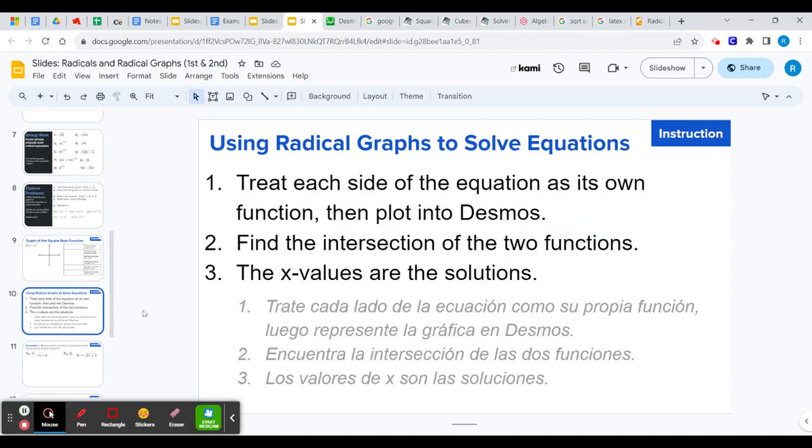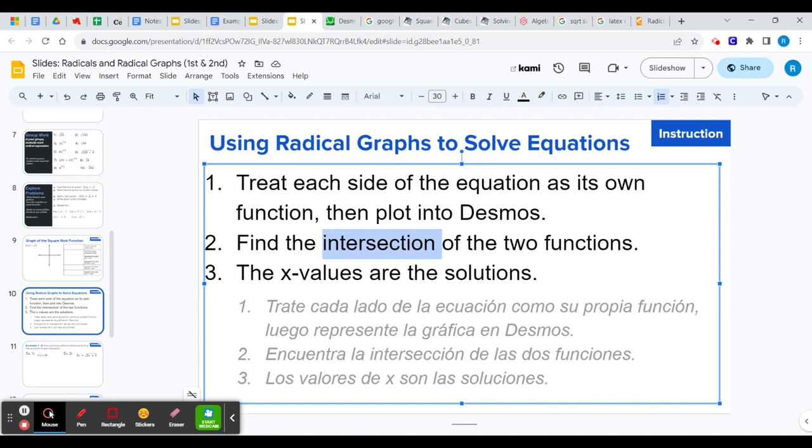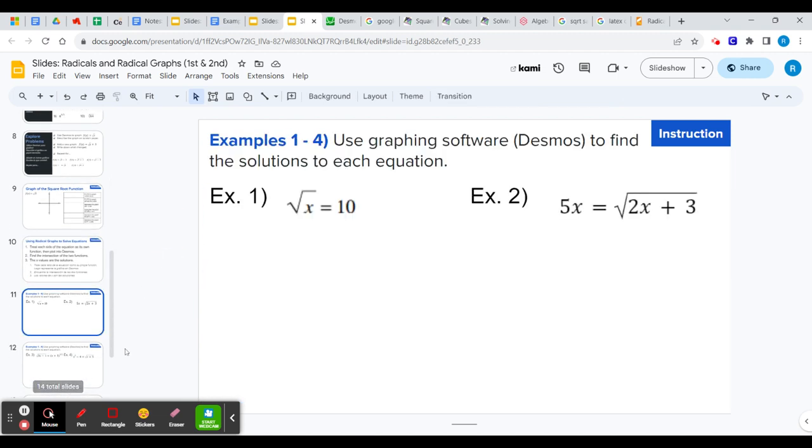So just like we did on Friday, we're going to use these radical graphs to help us solve equations. So pause your screen, jot down these steps, but you'll notice they're the same exact steps that we took on Friday. We're going to treat each side of the equation as its own function, plot it in Desmos, then find that intersection, and find the x values, because those are going to be our solutions.